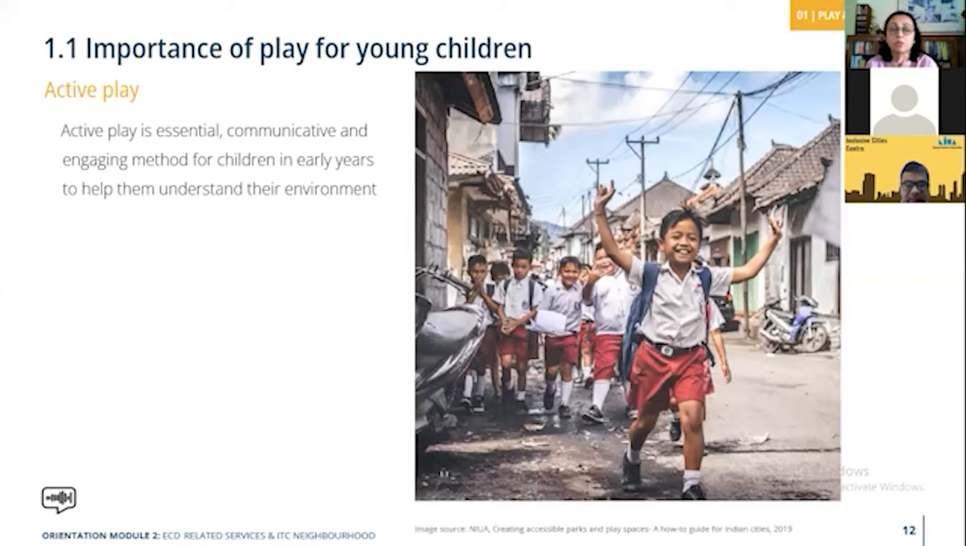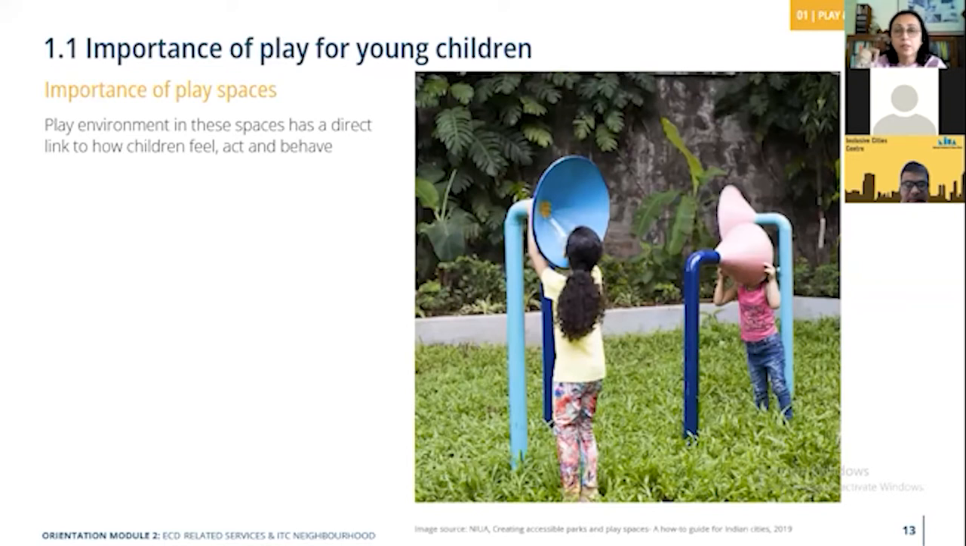So, बहुत छोटे बच्चों के लिए ये काफी उनका environment का understanding काफी important है, because while playing, children actually experience real emotions, and that is how they learn to adapt to the situation. Another important aspect of the environment is that the design of these spaces has a direct relationship with how the children feel, act and behave.